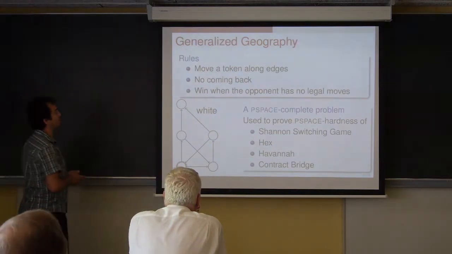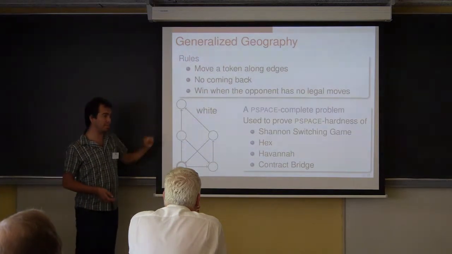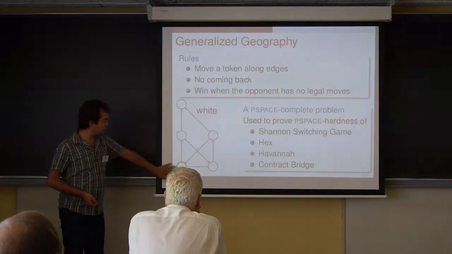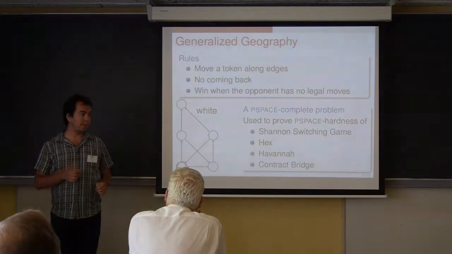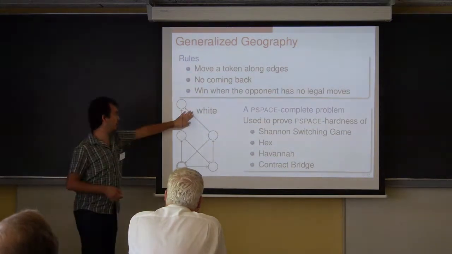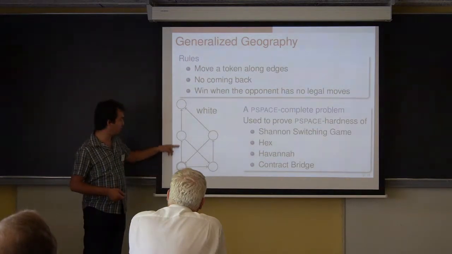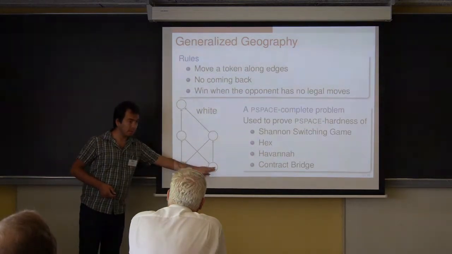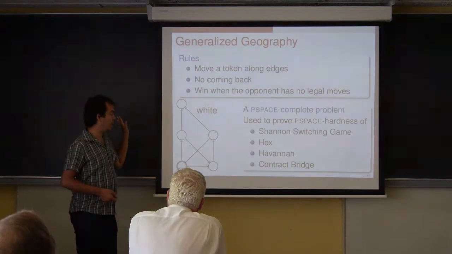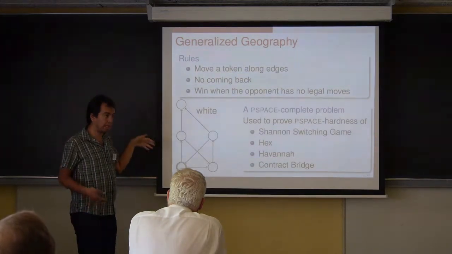What are the rules of this generalized geography game? The rules are very simple. We have a graph, like this one, and a token on some vertex. And say it's White's turn to play. So White is going to move the token along one of the edges, and then it will be Black's turn, and so on and so forth.